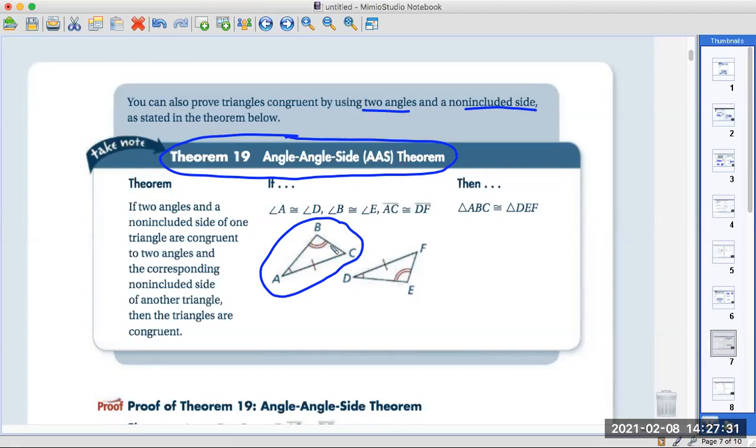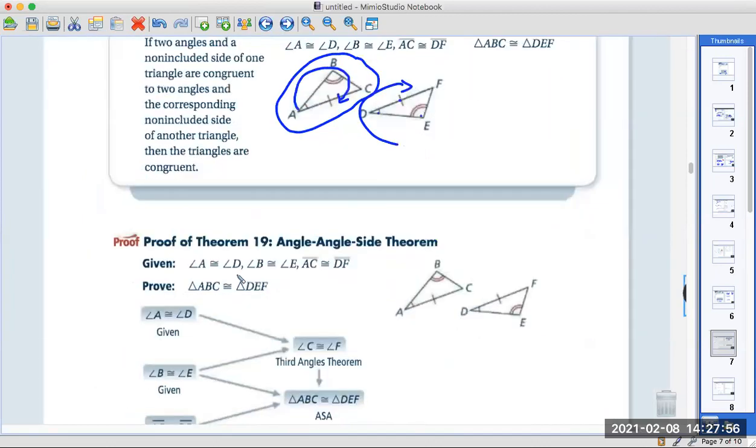It could also be this side, by the way. Angle, angle, nope. Angle, angle, side. It's kind of like you're going around in a circle. Start here, angle, angle, side. Same here. Start here, angle, angle, end up at the side. It's like a rotation. So if that's the case, also these two triangles are congruent.